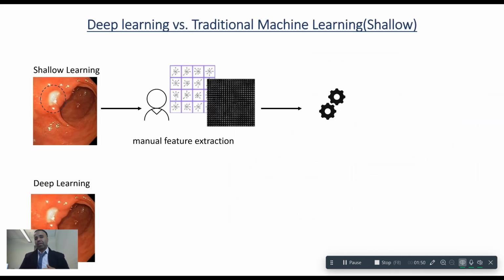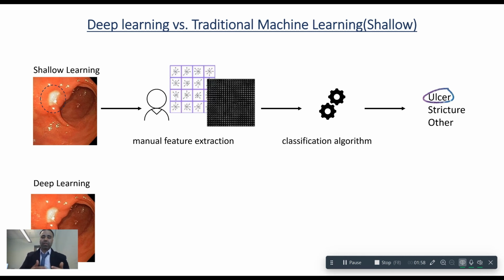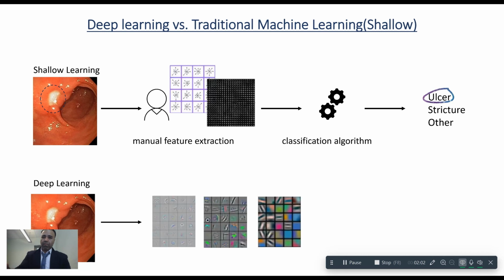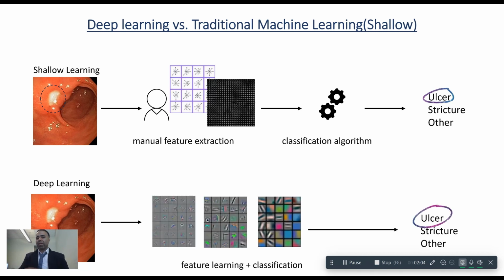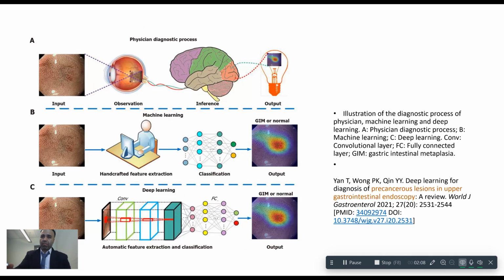Now, if you have an example of a traditional machine learning or a shallow learner compared to a deep learner, in the shallow learning case, the user or the expert has to extract features and then feed them into a classifier to produce an outcome. Whereas in a deep learner, the feature extraction, learning, and classification is done automatically by the deep learner.